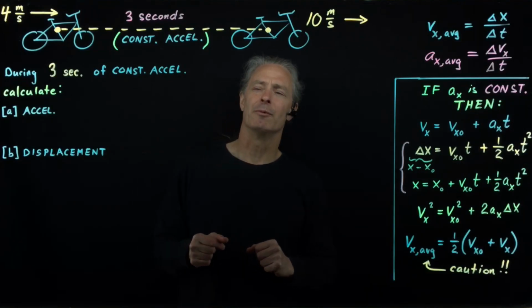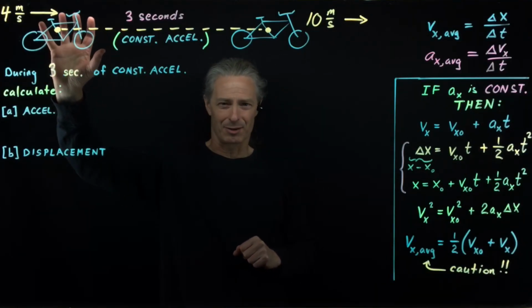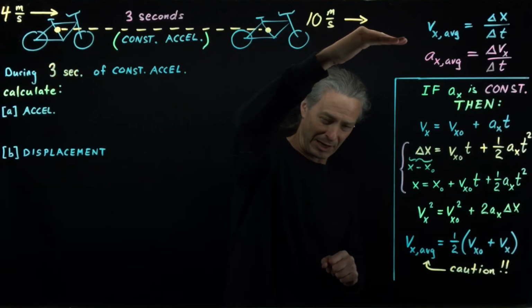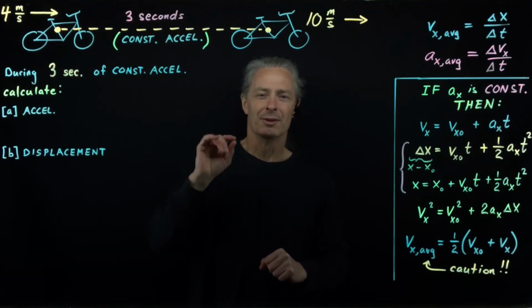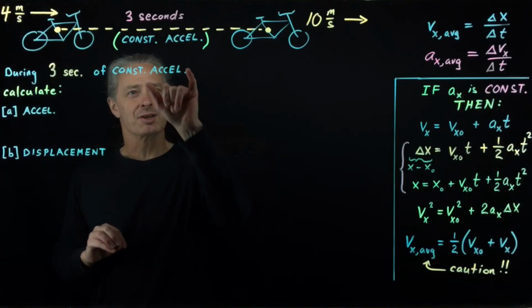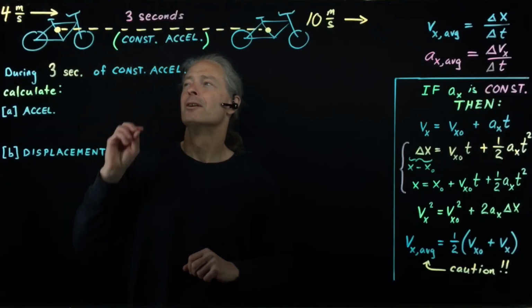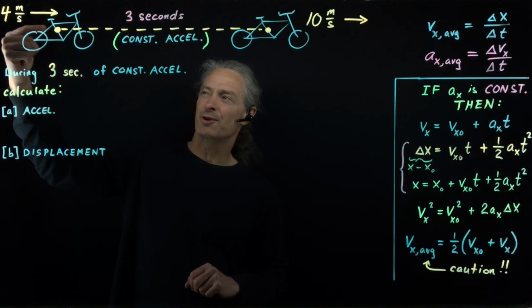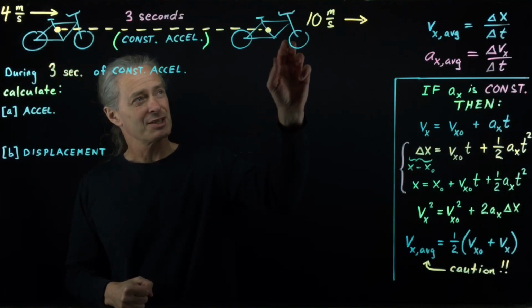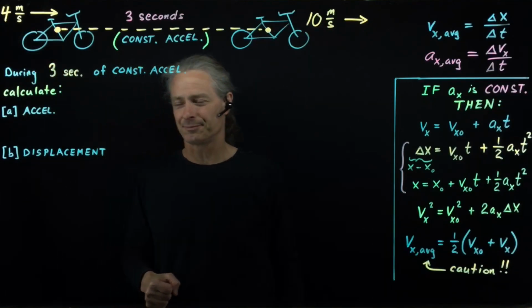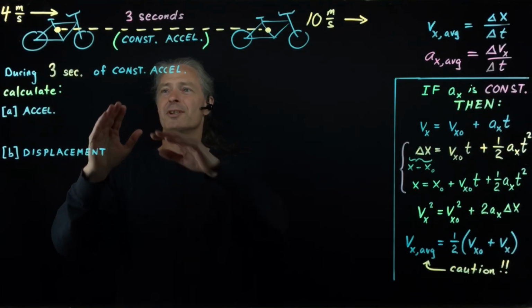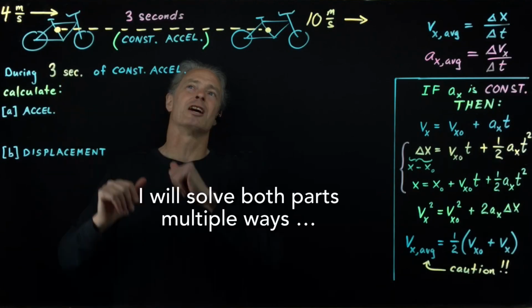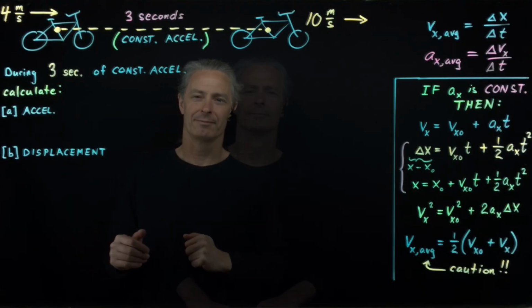Okay, here's the problem. Imagine we have a bicycle traveling in a straight line to the right. Imagine that in a 3-second time interval, this bicycle accelerates with a constant acceleration from an initial velocity of 4 meters per second to the right to a final velocity of 10 meters per second to the right. We're asked to calculate the acceleration and the displacement during this 3-second time interval of constant acceleration.